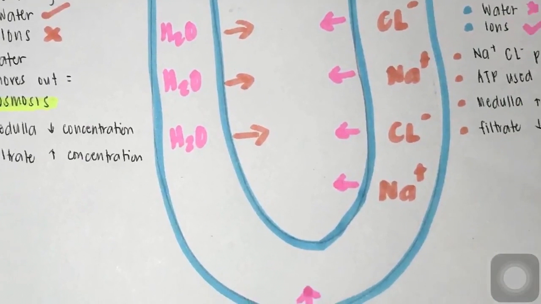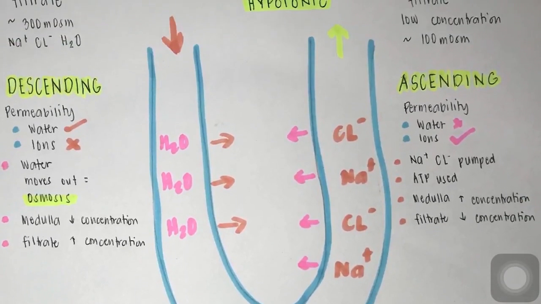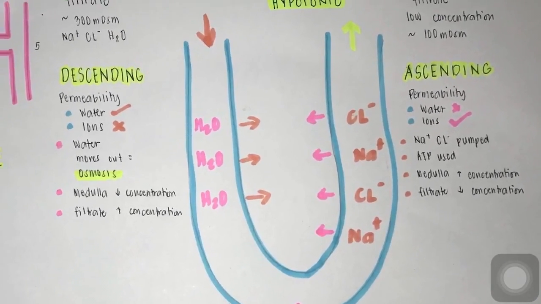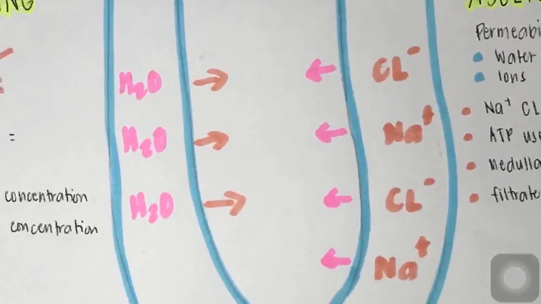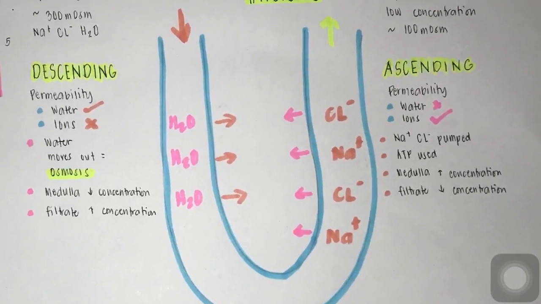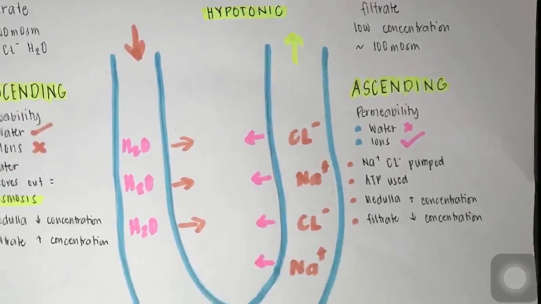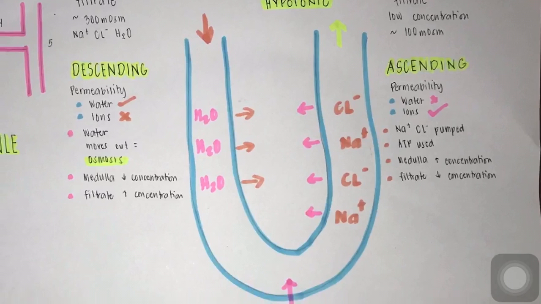As we then move up to the ascending limb, these ions are then pumped out actively through pumps into the medulla section here, which means that as it's passing up here, the filtrate becomes a lower concentration and it is around 100 milliosmoles. The other thing is obviously because we are actively pumping lots of things out and osmosis is taking water out, the volume of filtrate again is decreasing.